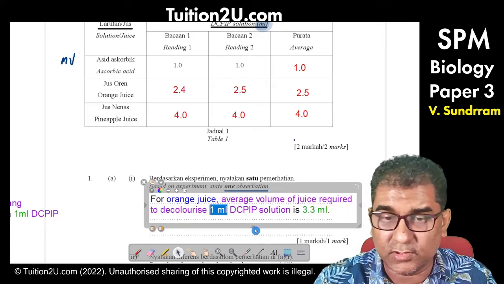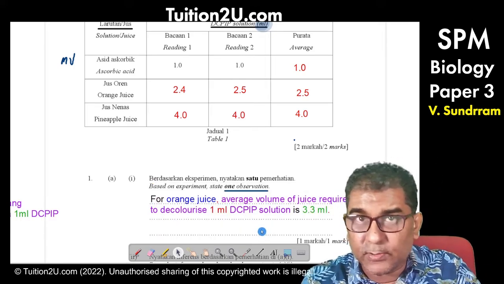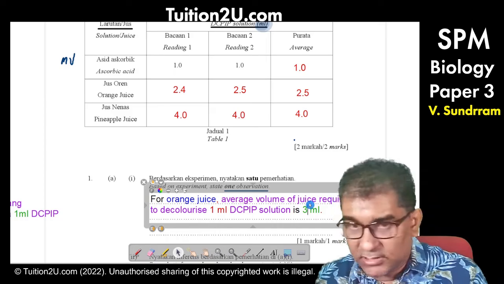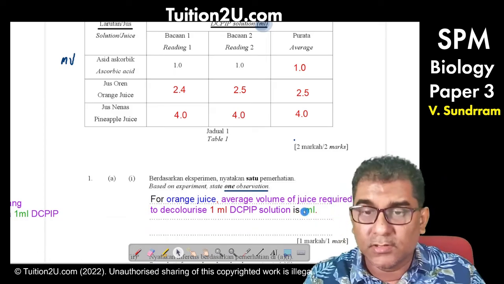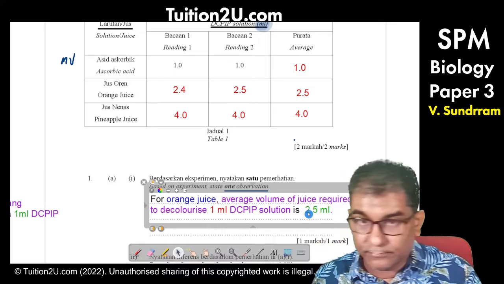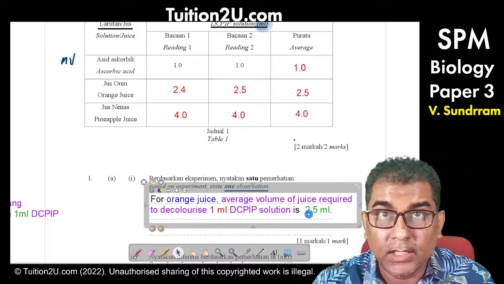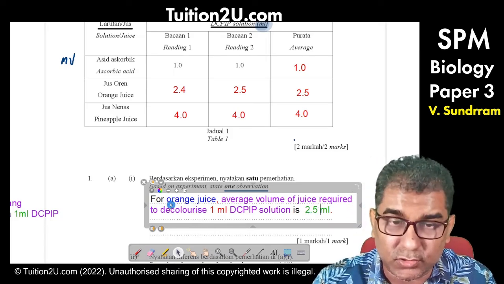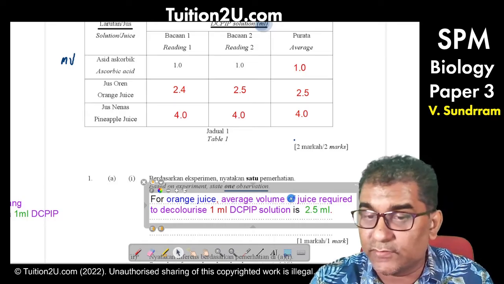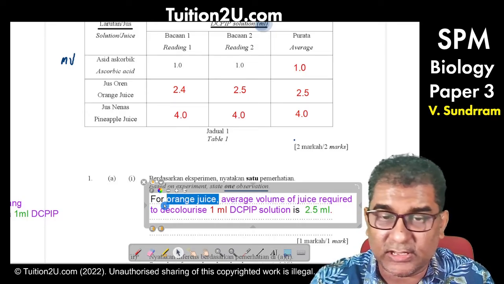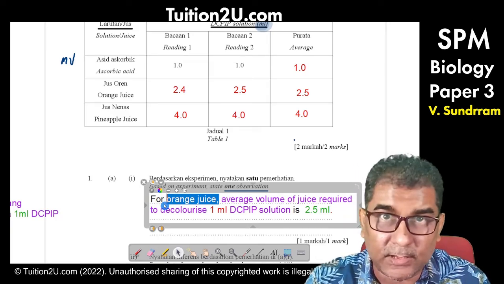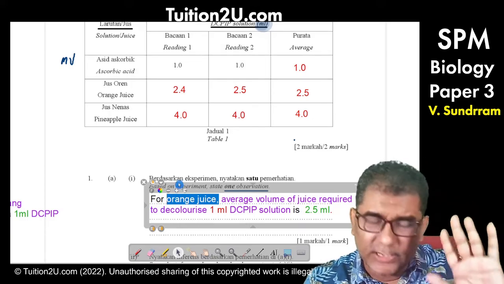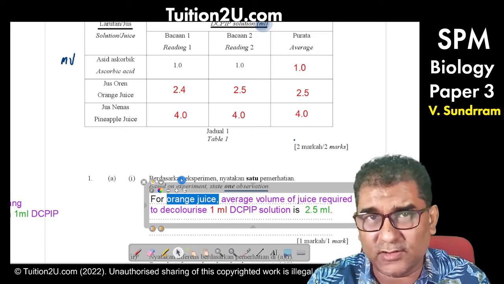So they have to give you your mark. Manipulated is there, responding is there, constant is there, data of the experiment. Sorry, it's not 3.3, I forgot to change it. Orange juice is 2.5. That you get your 1 mark. Just make sure you have all the variables. If any of the variables is missing, for example, the student wrote average volume of juice required to decolorize, but orange juice is not there, you might not get the 1 mark because your answer is not complete. So make sure, that is the trick. Make sure the variables are there, that you can get your full mark.